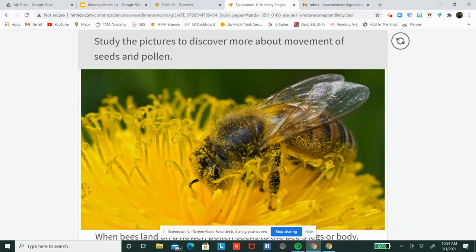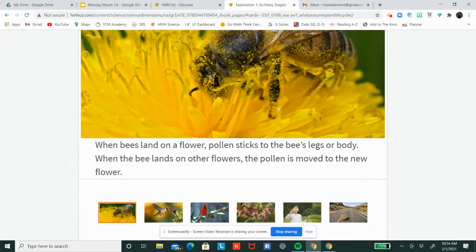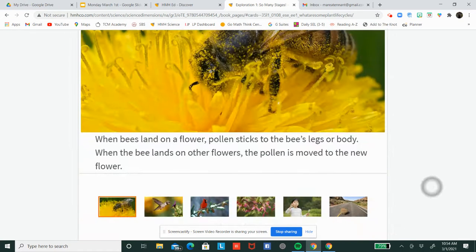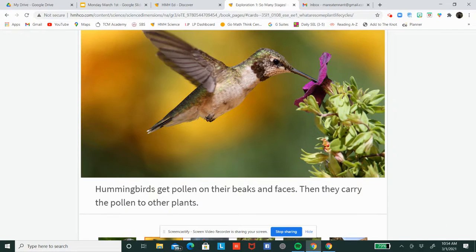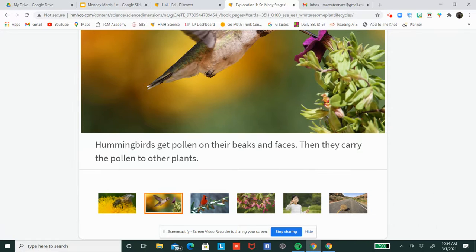So we've got a picture here. It says when the bees land on a flower, the pollen sticks to the bee's leg or body, which you can see it's kind of speckled with yellow. When the bee lands on other flowers, the pollen is moved to that new flower. All right. Got a couple other pictures. Hummingbirds get pollen on their beaks and faces, and they can then carry that pollen to other plants.